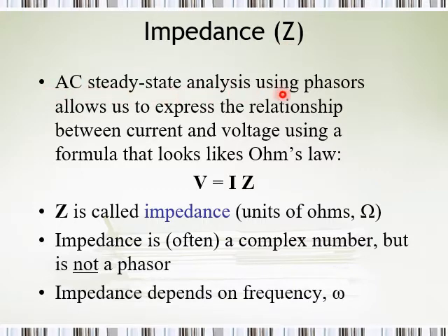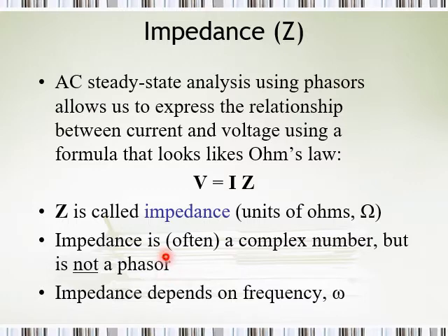AC steady-state analysis using phasors allows us to express the relationship between current and voltage using a formula that looks like Ohm's law. V equal to IZ, and Z here is the impedance. Z is called impedance, with the same units as resistance, ohm. Impedance is often a complex number, but it is not a phasor.